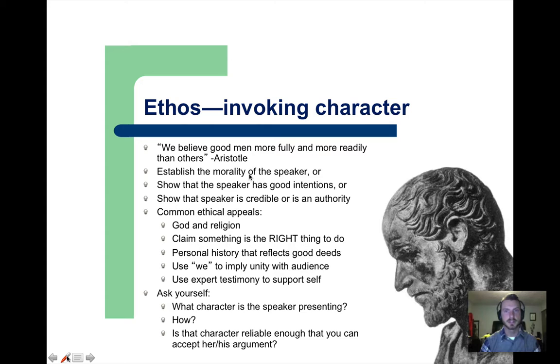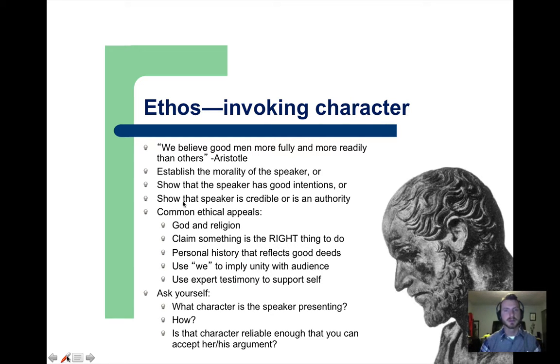Are they a good person? Do they have good intentions? Are they credible? Do you believe what they have to say? Are they a trustworthy person who is worth listening to and sounds like they are professional in their field?